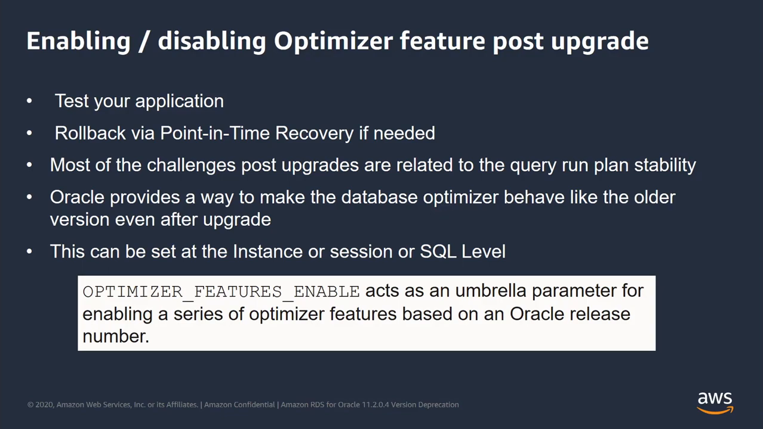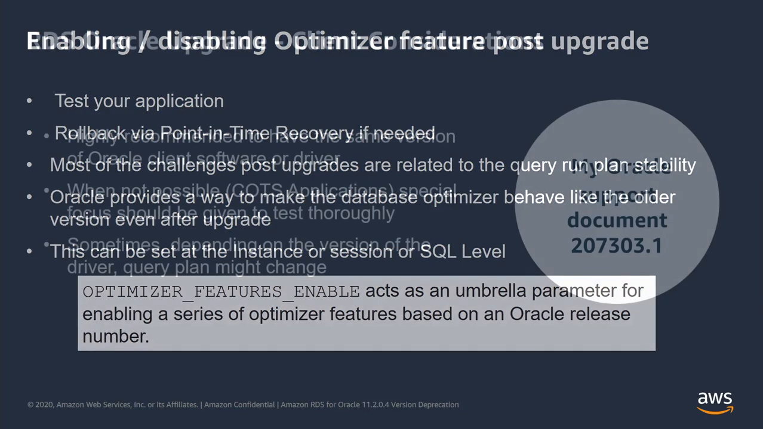To set it at the system level, you have to modify this parameter from the DB parameter group. Keep in mind that you cannot change the parameter value in the default DB parameter group. So if you are going to customize this value, you would have to create your own custom parameter group and attach it to the database before changing it. The parameter can also be set at a specific SQL level using Oracle's hint.